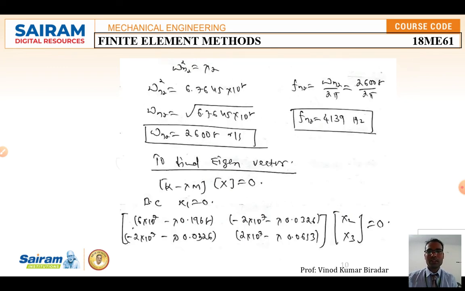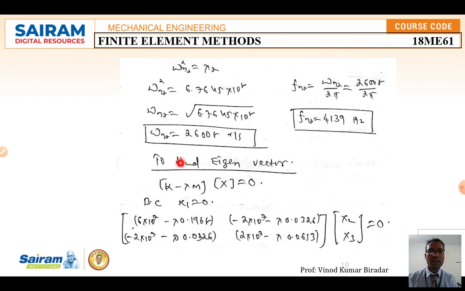Like that, you have to calculate again for the lambda 2 value similarly. So omega n2 is equal to 26008, and we have the natural frequency formula f is equal to omega by 2 pi. Substitute the omega n2 value here, and you are going to get the natural frequency for the second element, which is equal to 4139. So this is the natural frequency for the first element and this is for the second element.